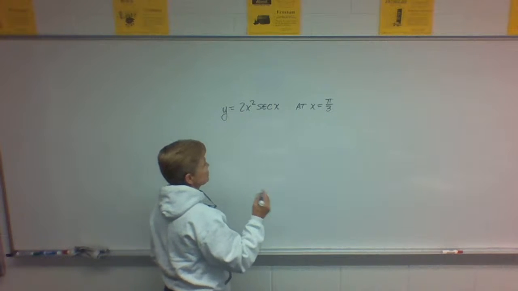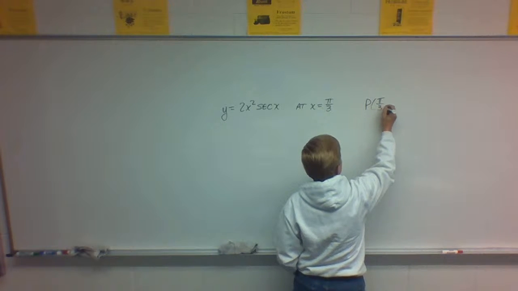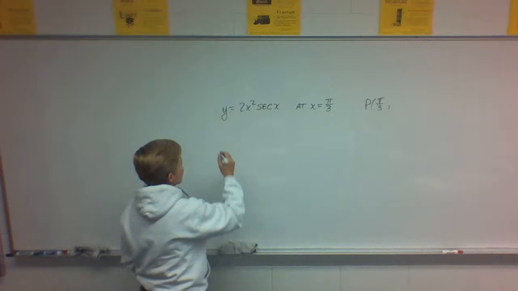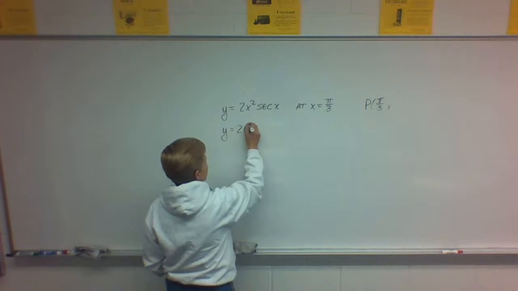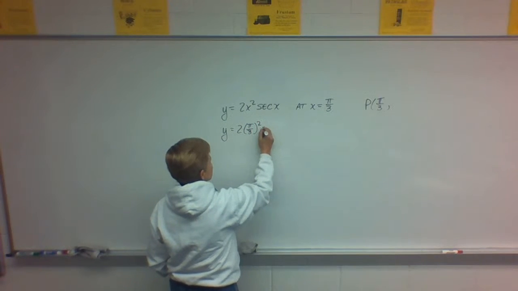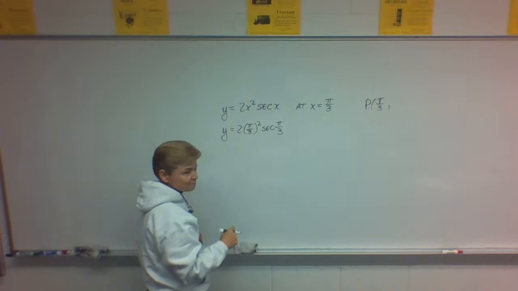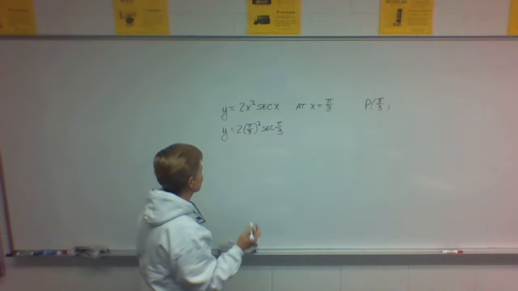Okay, so what we need is a point, which we know the first piece of. The point is pi thirds comma something, and you have to plug that into the original to find the y to go with it, yeah? So what is the y value if I take 2 times pi thirds squared times the secant of pi thirds? I'm not sure this is going to work out because that's pretty ugly, but it might require a storage value.